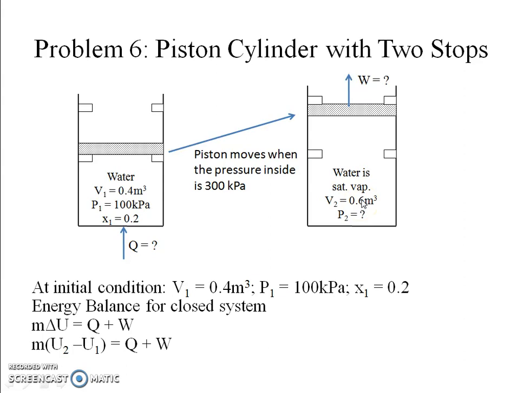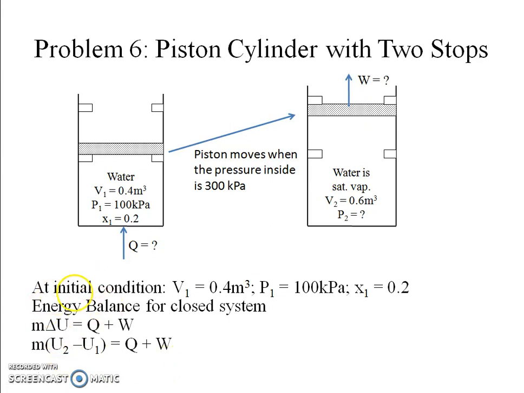Okay, so let's apply the energy balance for a closed system. Energy balance for a closed system says the change in internal energy is equal to heat exchanged plus work which is done. In this case, we have been asked to find out the amount of work which is done, the heat which is supplied, and also the final pressure inside the cylinder. So in this energy balance, let's see what quantities we know or we can calculate.